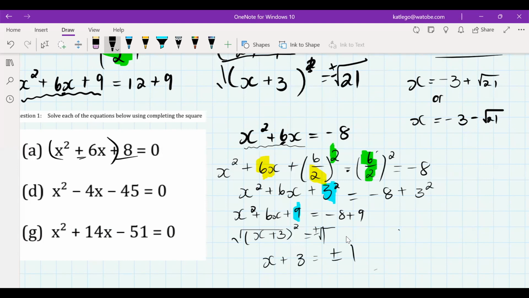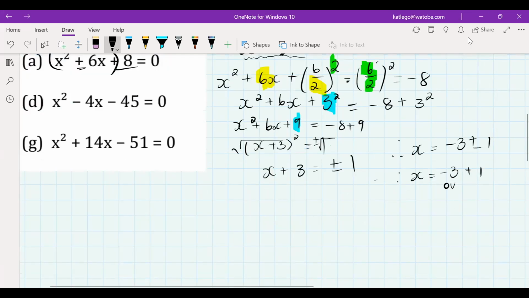So therefore, x is negative 3 plus or minus 1. Therefore, x is negative 3 plus 1, or, I'm assuming you guys know how to solve for x now, or x equals negative 3 minus 1. Therefore, x is equal to negative 2, or x is negative 4.